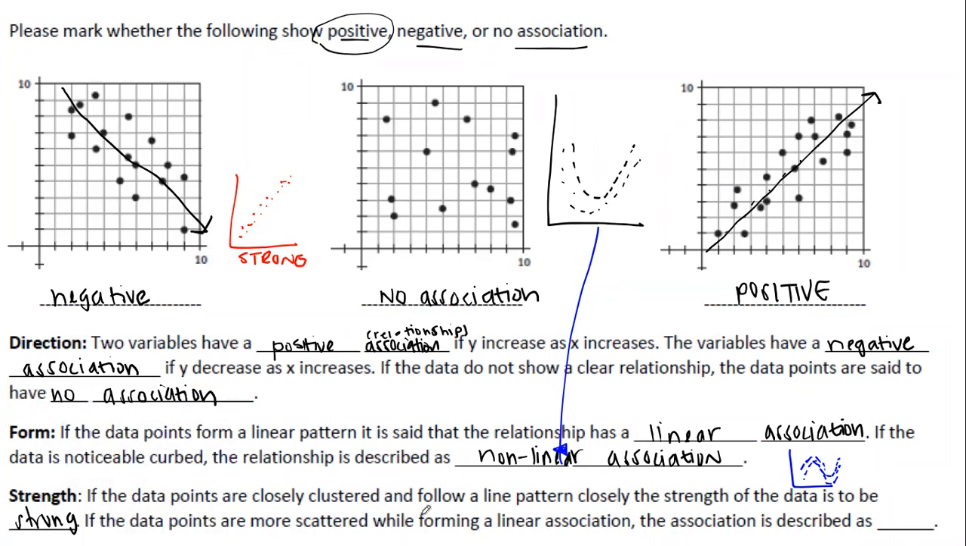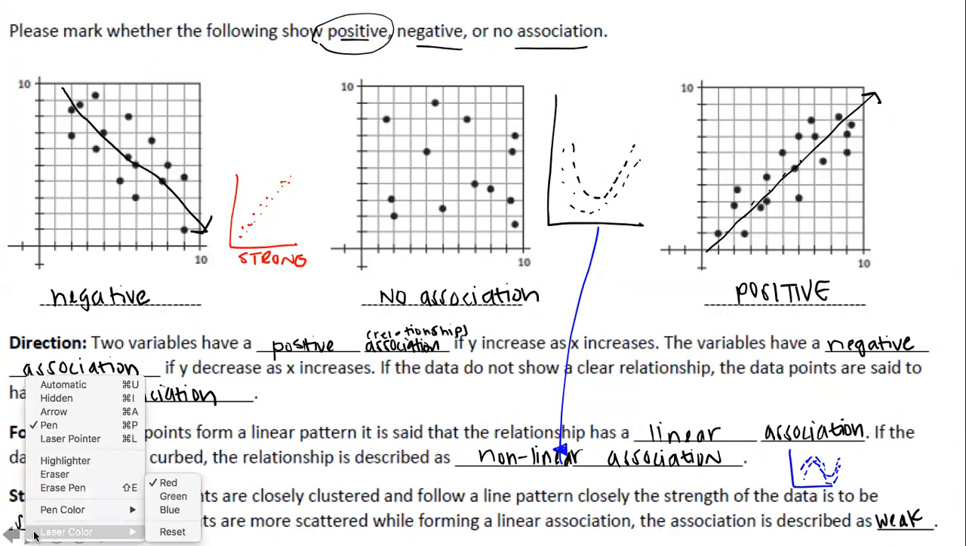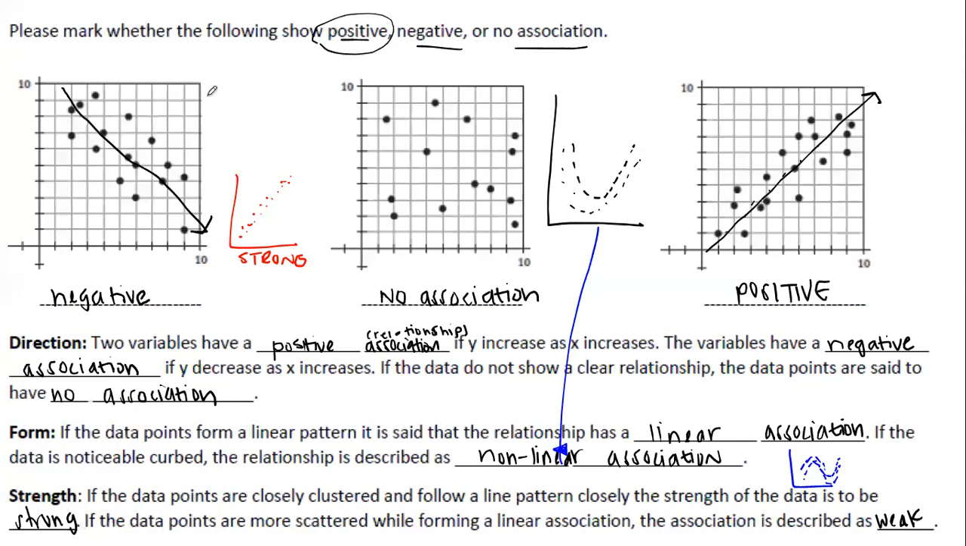And if the data points are more scattered, but they still form a linear association, you can describe it as weak. So let me do an example of weak. So these still form a linear pattern, but they're kind of more loosely together. So this would be more weak. This would be a weak association.